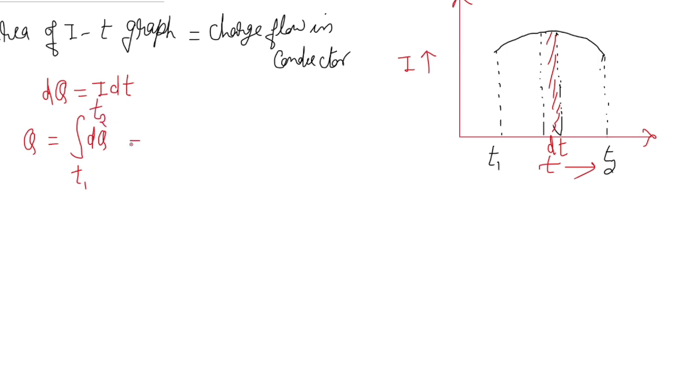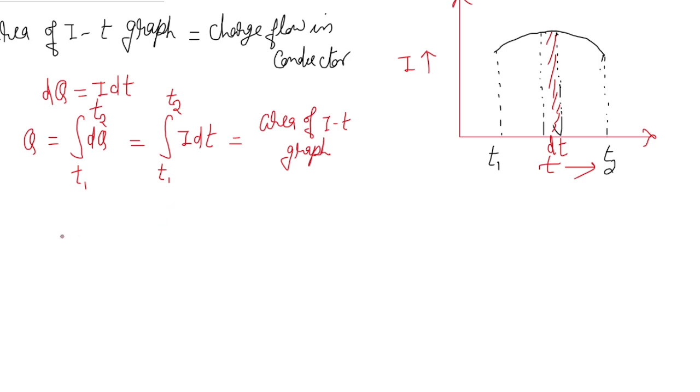Or we can write it as the integration of dq, that is, the integration of I dt, with limits T1 to T2. So this will be the charge, or we can also say that it is equal to the area of the I-T graph. The area of the current-time graph represents the charge flow through the conductor.